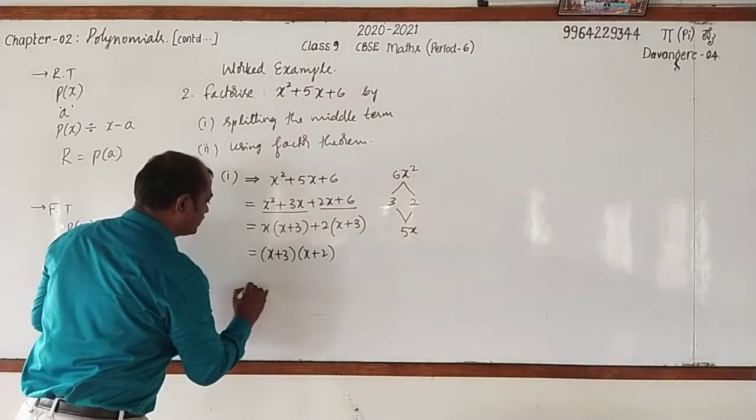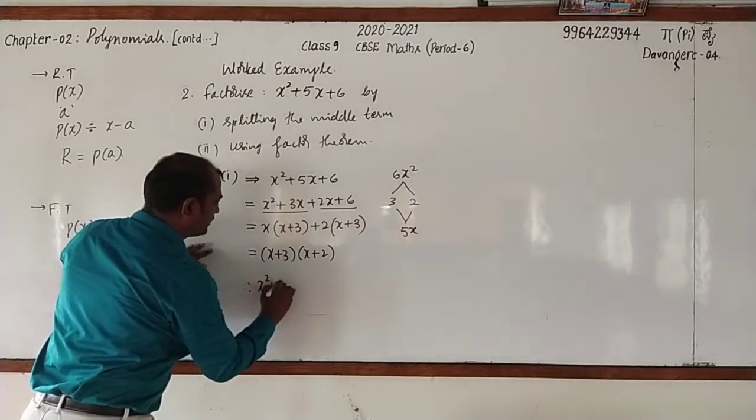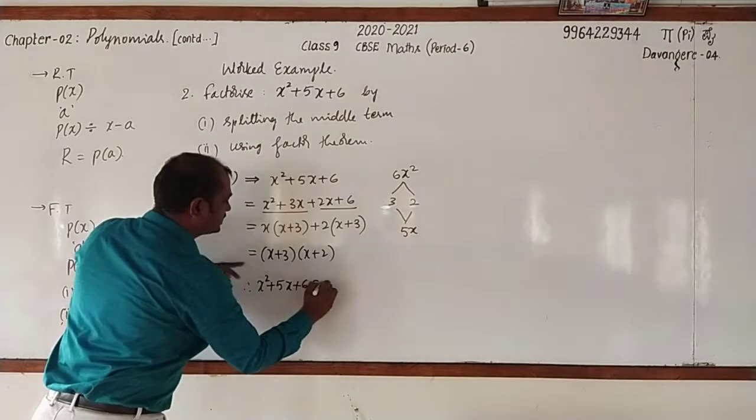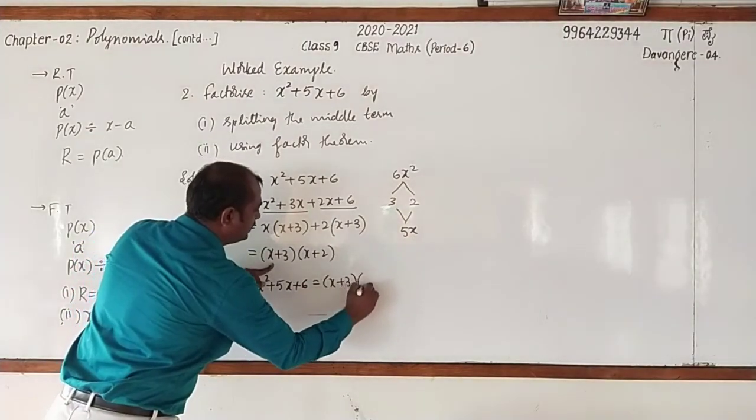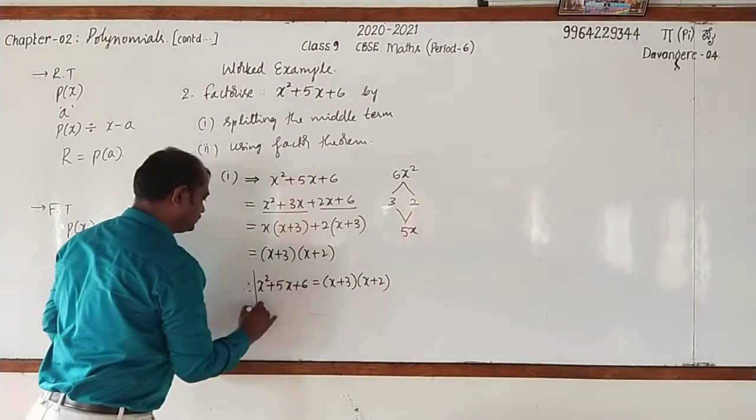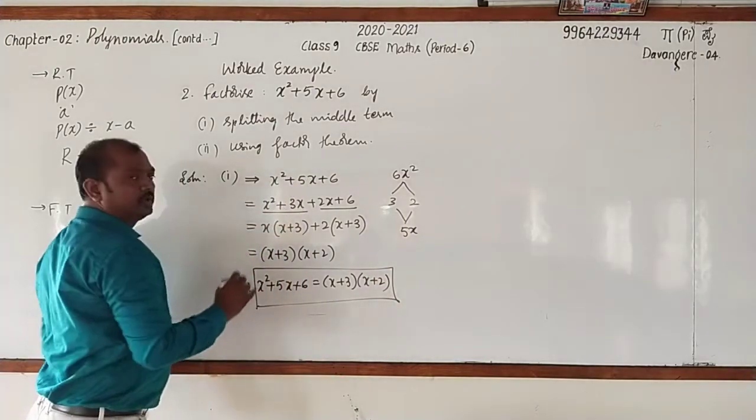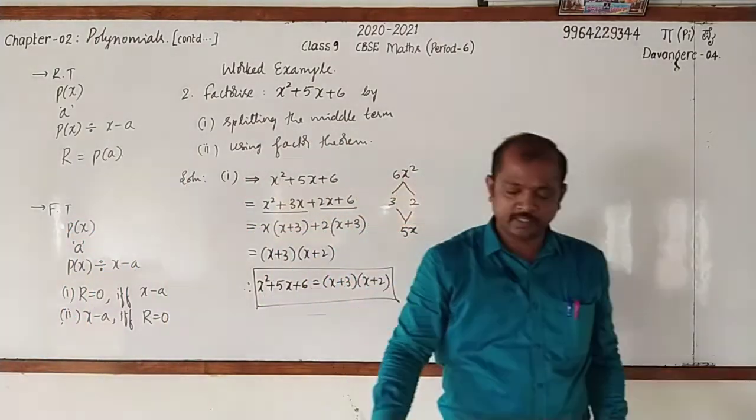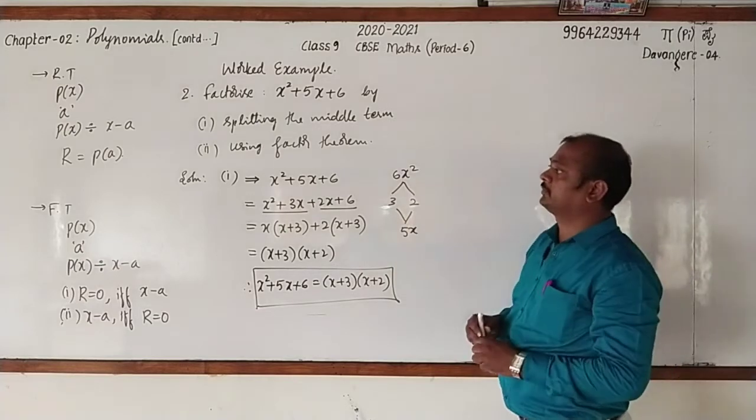Hence, I write the conclusion. Therefore, x square plus 5x plus 6 is equal to x plus 3 into x plus 2. So, we have factorized by splitting the middle term.